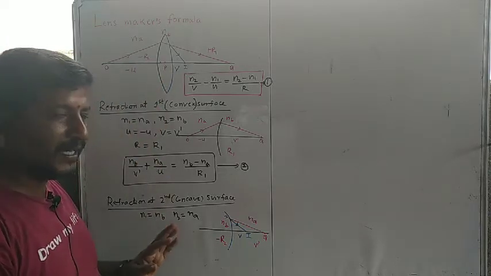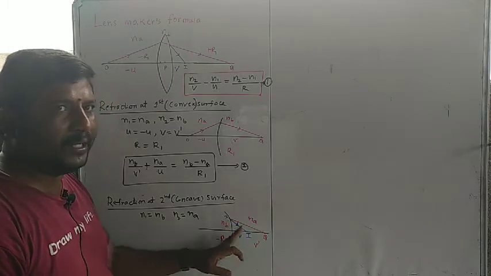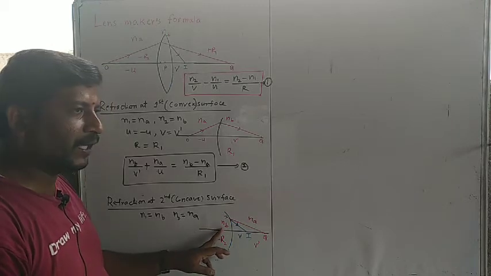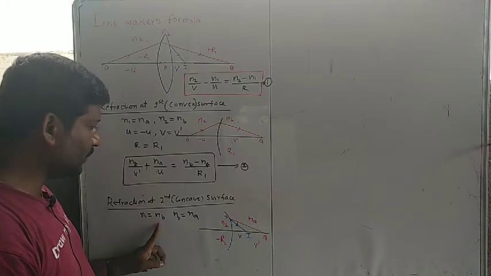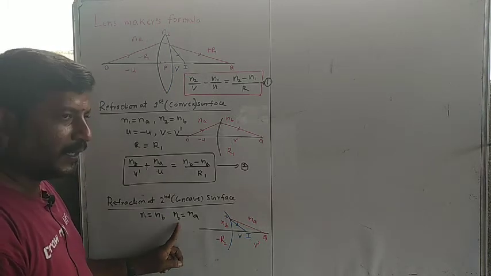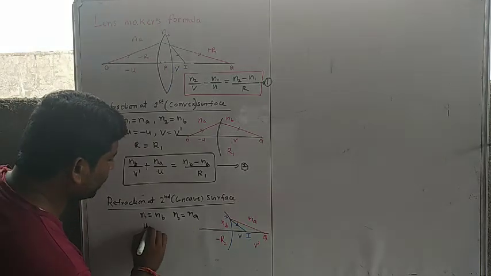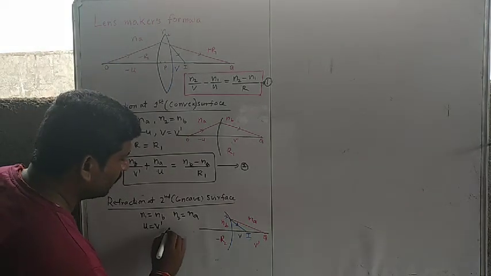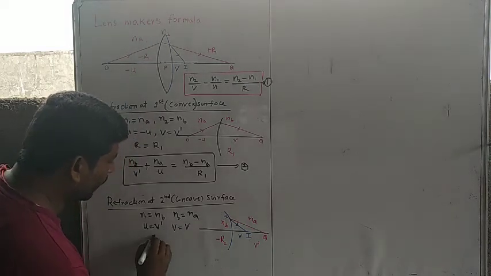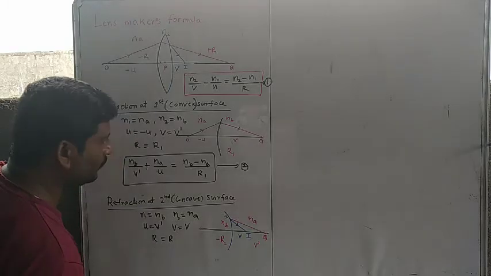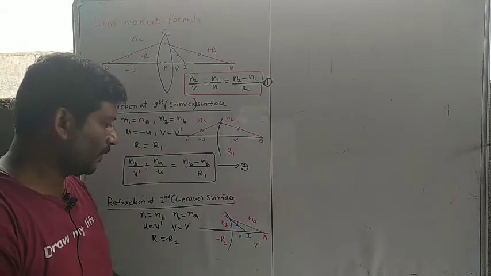Here for the second refracting surface, the light ray travels from B medium to A medium, that means refractive index NB to NA. So N1 is the refractive index of the first medium here, NB, and N2 is the refractive index of the second medium, that is NA. Now object distance is V dash, image distance is V, and radius of curvature R equals to minus R2. Here we have taken negative sign.